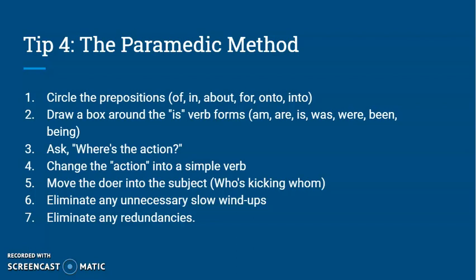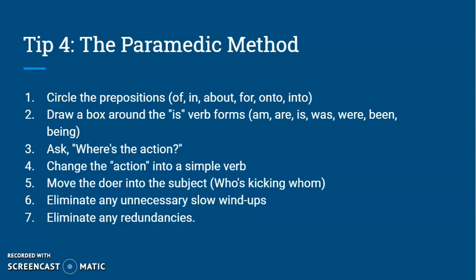Firstly, you're going to circle the prepositions in your sentence. Then, you're going to draw a box around all the is verb forms that occur in your sentence. This includes uses of the verbs am, are, is, was, were, been, and being. Thirdly, you're going to ask, where's the action in my sentence? And identify the main verb or verbs.